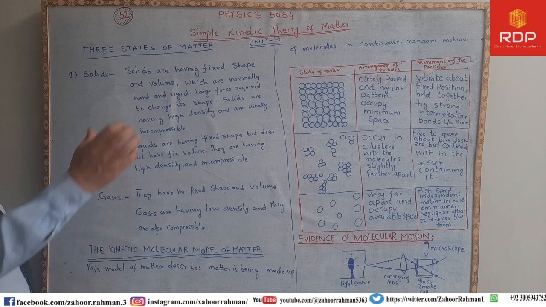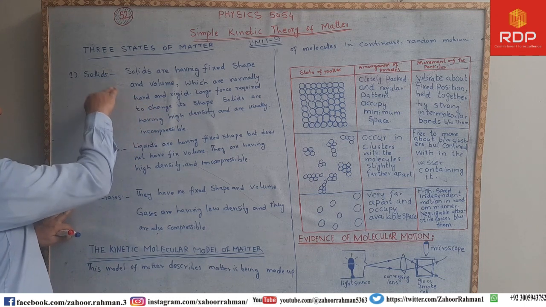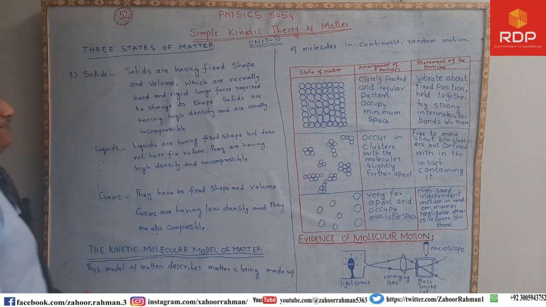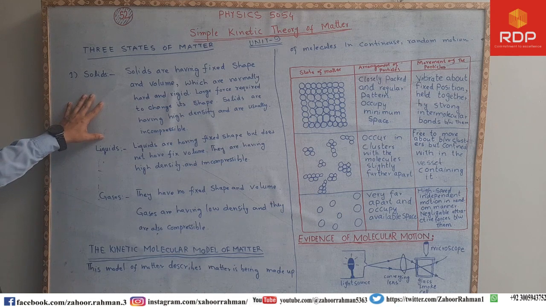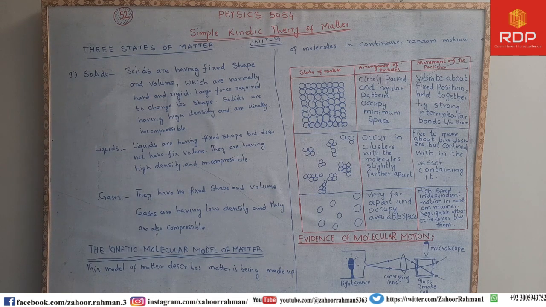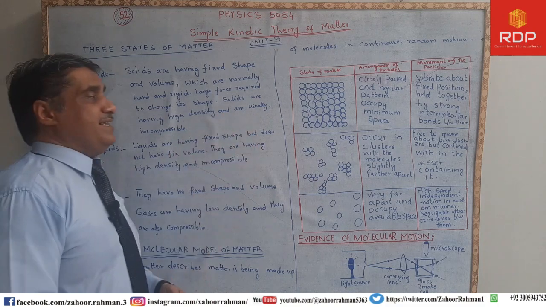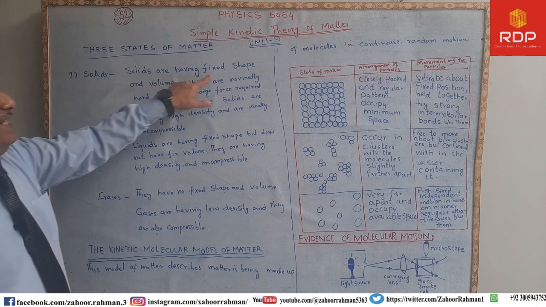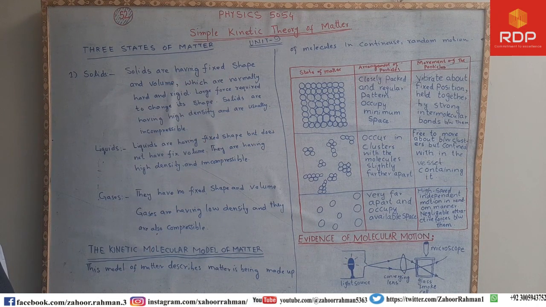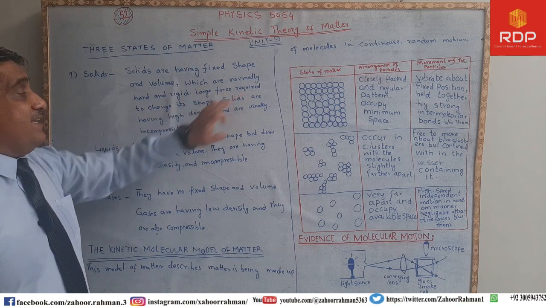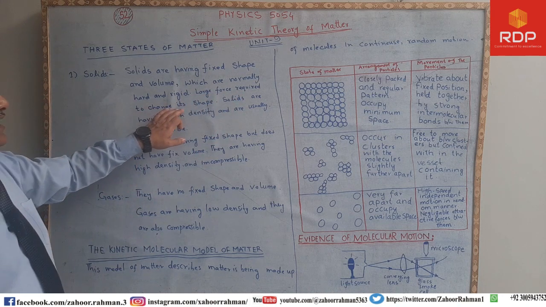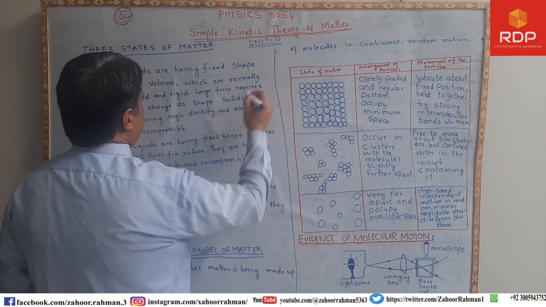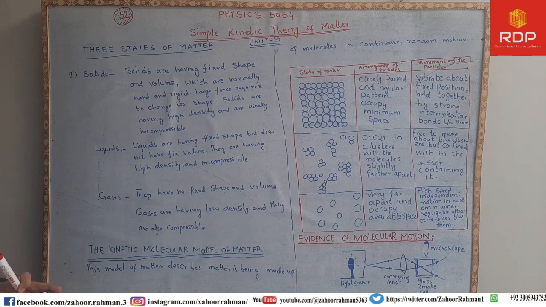Solids are normally hard. For example, this whiteboard is hard. If we want to compress it, a very large force is required. If you put this whiteboard inside the room or outside in the corridor, it will remain the same. Its volume and its shape will remain the same. A large force is required to change its shape. That is what I told you.